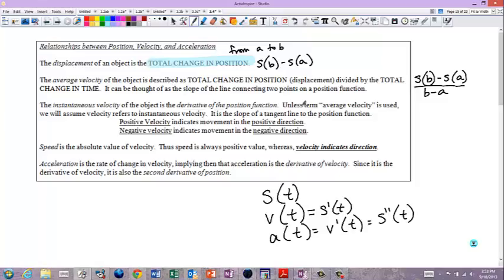Unless the term average velocity is used, we will assume velocity refers to instantaneous velocity. It is the slope of the tangent line to the position function. If it's a positive velocity, that indicates movement in the positive direction. If it's a negative velocity, it indicates movement in the negative direction.